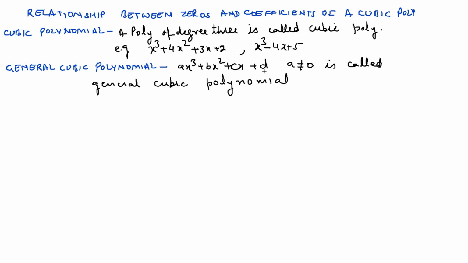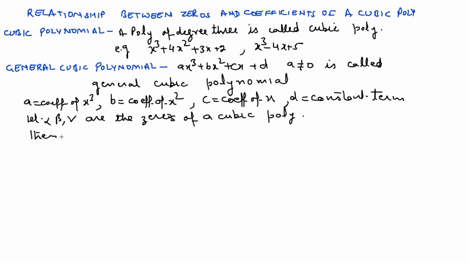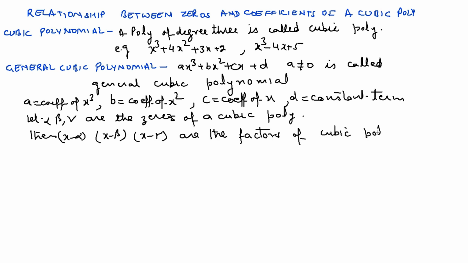Now I'll explain the relationship between coefficients and the zeros. So a is the coefficient of x cube, b is the coefficient of x square, c is the coefficient of x, and d is the constant term. Now I'll explain the zeros of a cubic polynomial. Let alpha, beta, gamma be the zeros of a cubic polynomial. Then x minus alpha, x minus beta, x minus gamma are the factors of the cubic polynomial.